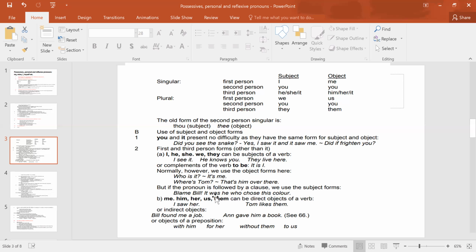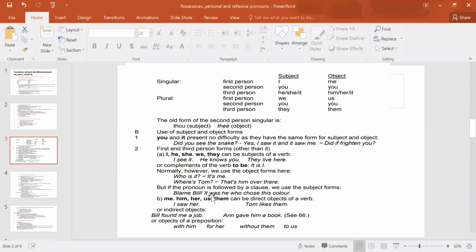So here you can see that the pronoun is being followed by a clause. For example, he who chose this color. You can see a clause here. So you use the subject form he here, not him. It was him who chose this color is not better than it was he who chose this color, right? You should use it was he who chose this color, because you can see the clause being followed by a pronoun here.